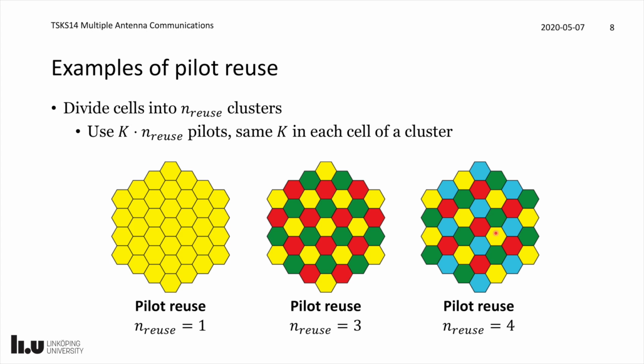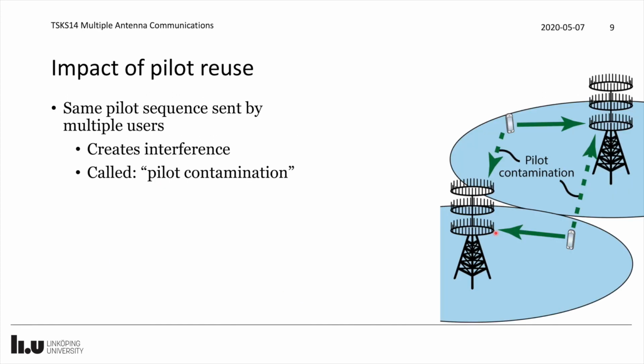But during the data transmission, all of the cells are transmitting at the same time and all the cells are interfering with each other. We just need good channel estimates in order to separate the users in different cells using our multiple antennas at the base station. So what is then the impact of this pilot reuse? Well, since the same pilot sequences are sent by multiple users, this creates interference during the channel estimation. Previously, during the channel estimation, we only saw the channel plus noise. But now we see the combination of multiple channels.